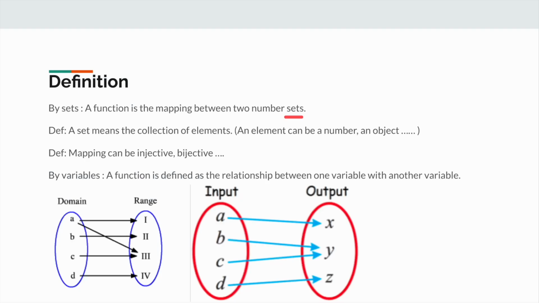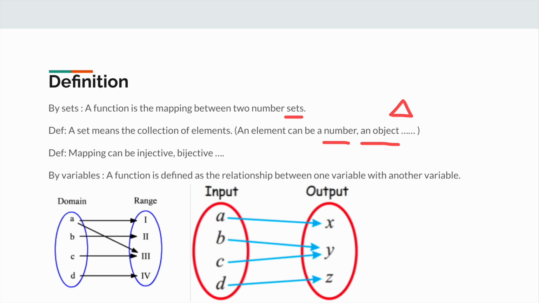So firstly, by definition, what is a function? A function is a mapping between two number sets. For those who don't know, a set means a collection of elements. An element can be literally anything. It can be a number or an object. For example, a number can be an integer or an imaginary number, and objects can be a triangle or a computer.